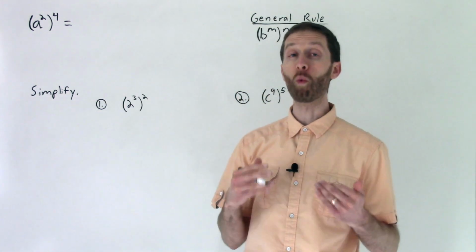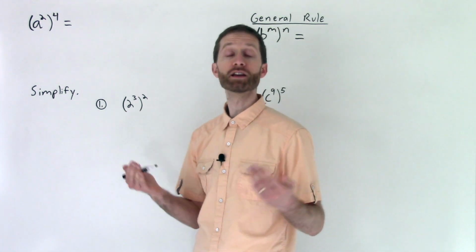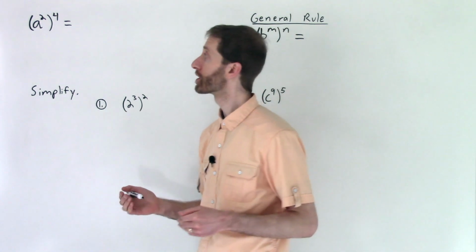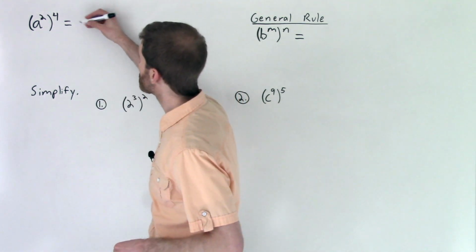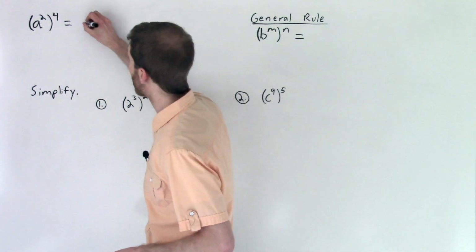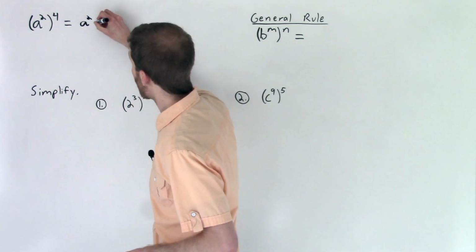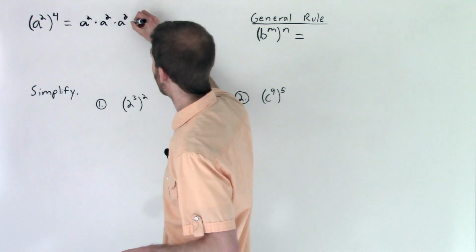To discover why this works, and that's what we're going to start with before we actually go over the exercises, let's expand it out. So a squared to the fourth means multiply this by itself 4 times. So that would be a squared times a squared times a squared times a squared.